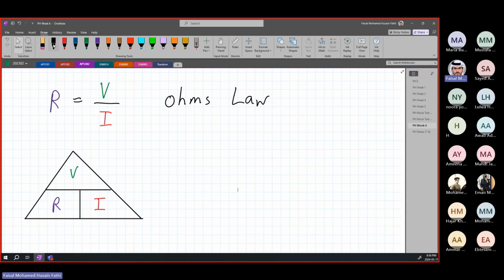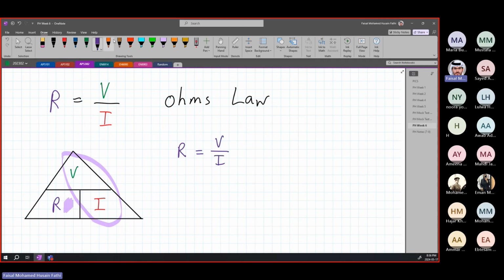What does this mean? This basically means the same equation. So let's say, for example, we want to find our R. If we find R, we look at V and I. V is at top and I is at the bottom. So we can write it as R is equal to V over I.